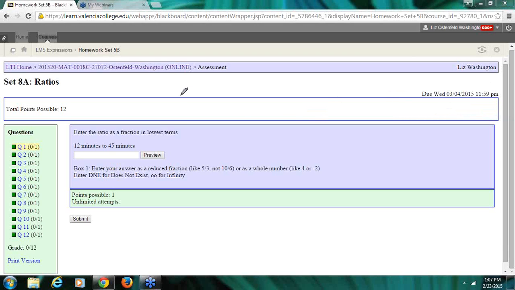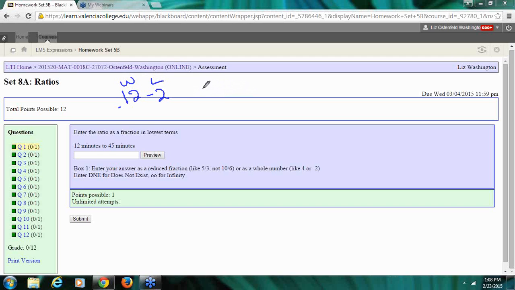Ratios is nothing more than comparing two things. I always use football as an example. So for instance, whoever your favorite team is, you always know their record. Oh, my team is 12-2. That means they had 12 wins, 2 losses. You're comparing their wins to losses.